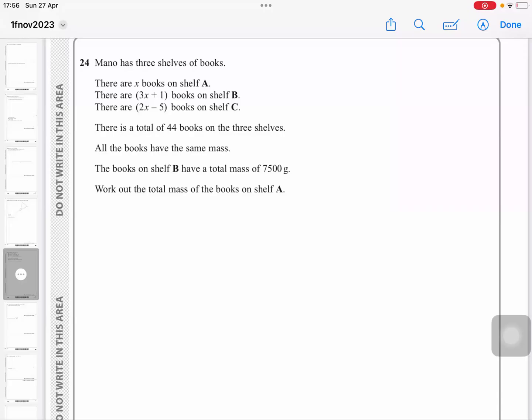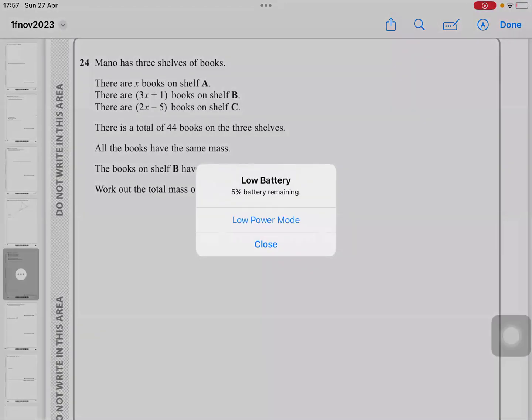So let's see if X can help us to find out the relationship between that and the books on shelf B. So remember, the question says that shelf B has 3x plus 1, right?